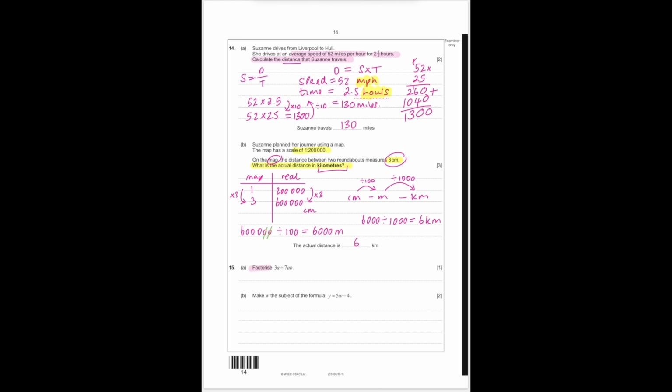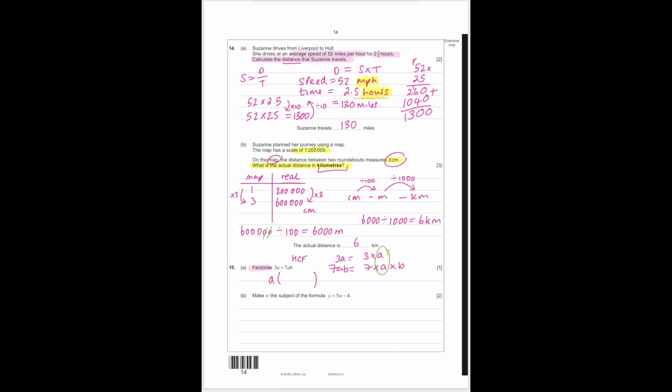15, factorise 3a add 7ab. So when we're factorising, we need to pull out the highest common factor of the two terms. So let's split this up. We can write 3a as 3 times a, and we can write 7ab as 7 times a times b. So look at these now. What do they have in common? Each of these terms has a factor of a in common. So I'm going to pull that common factor of a to the outside of a bracket. There's no other common factor that I can pull out of both of those terms.